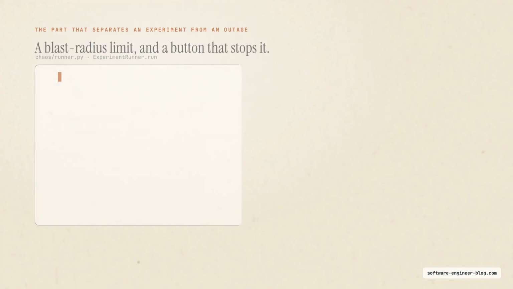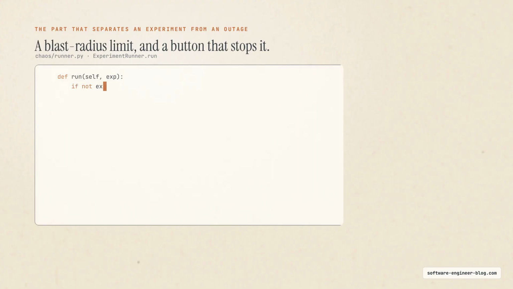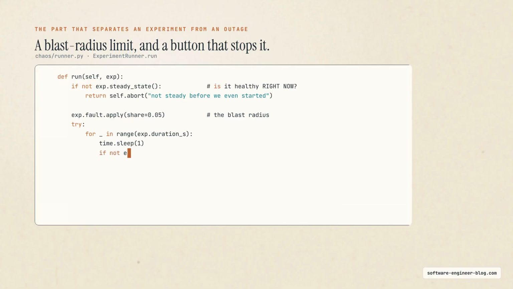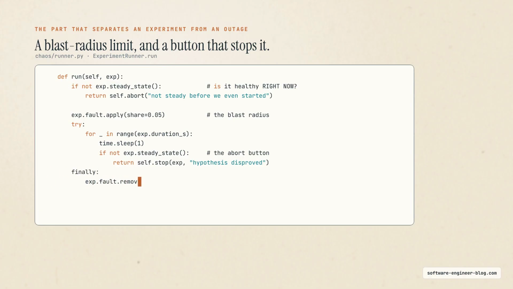First line, before touching anything at all, check the steady state. Is this system genuinely healthy right now? If it is not, stop, because if it is already limping, you will learn nothing, and you will turn a bad morning into a worse one. Then apply the fault, and there's that 5% again. That is the blast radius, and it is a number you choose deliberately.